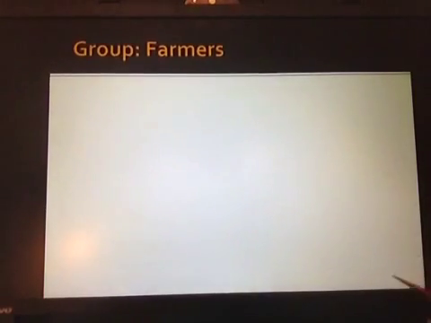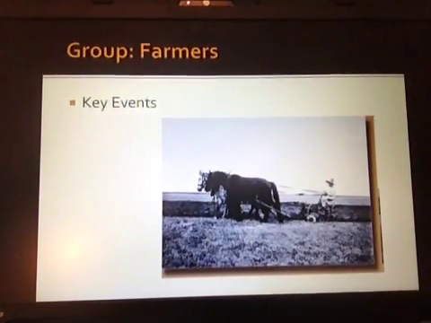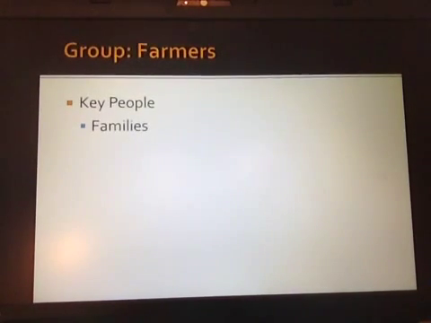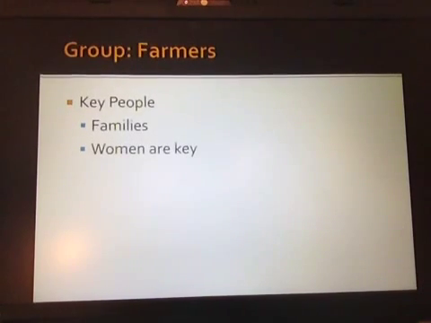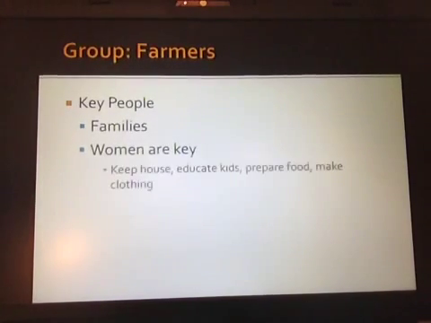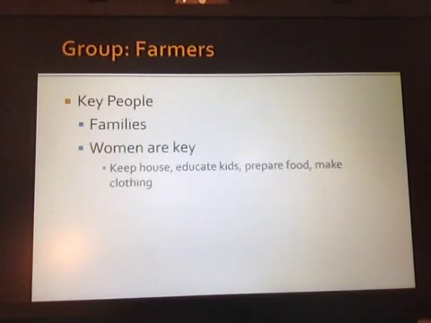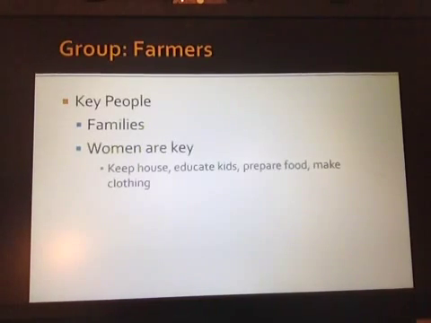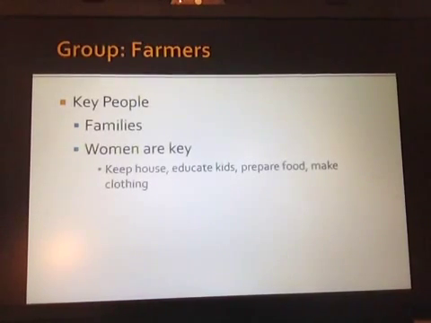The key events include that the last group that takes on the plains is the farmers. They're the ones who are going to control the plains even today. The plains are really seen for their farming. The key people on the plains, farmers, are families. Women are very key. They're the ones who do everything but the farming: the cooking, the cleaning, the sewing, the education of the children. They keep house, educate kids, prepare food, make clothing. It's very hard to live out west if you don't have a wife, and so when people's spouses died, they might very quickly find themselves remarrying people they hardly know, just because the family unit was so key to being able to survive out in the west.